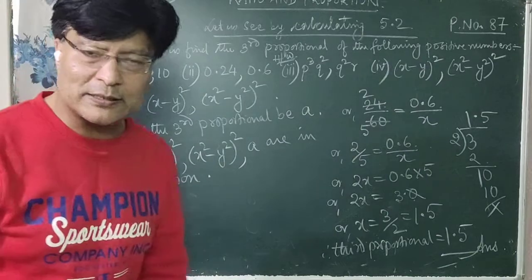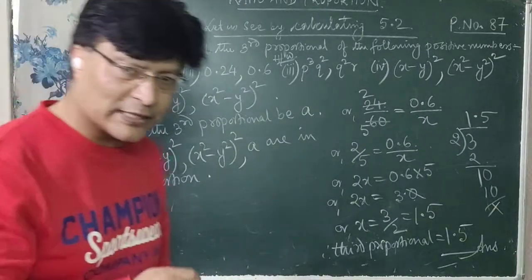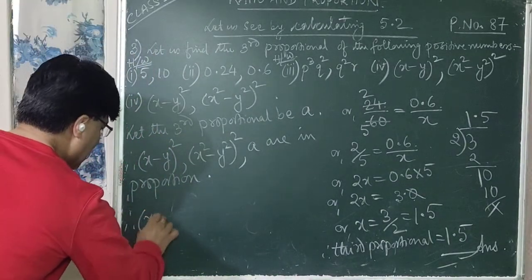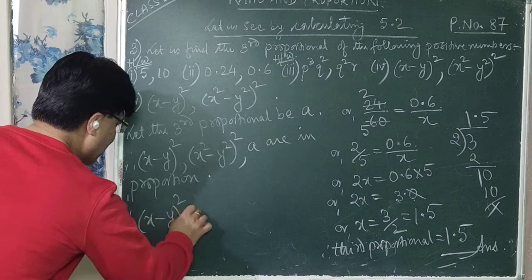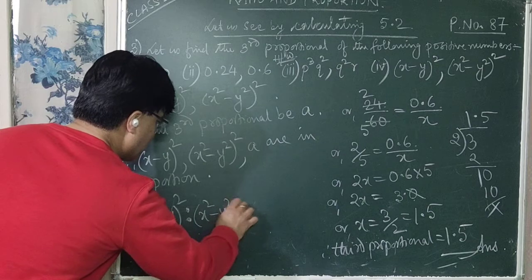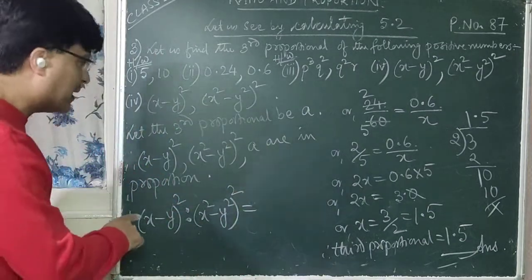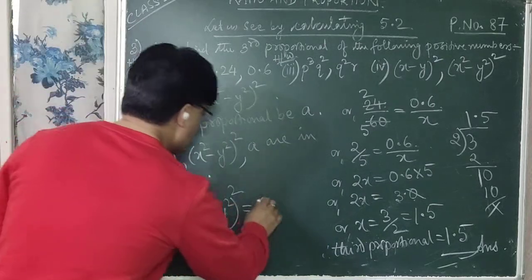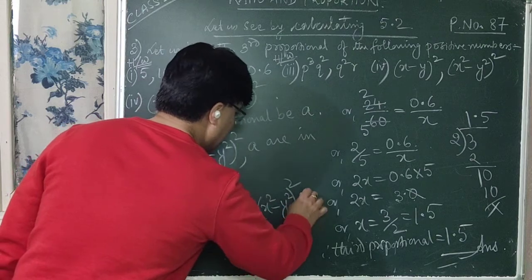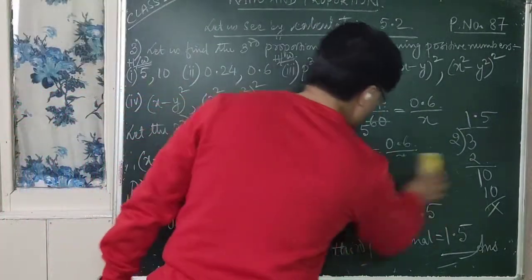So what can you write? First term is to second term is equal to, you have to repeat the second term. Second term is to third term. So therefore we can write (x minus y) whole square is to (x square minus y square) whole square is equal to, now we have to repeat the second term again out here. So it is (x square minus y square) whole square is to a. Is that clear?